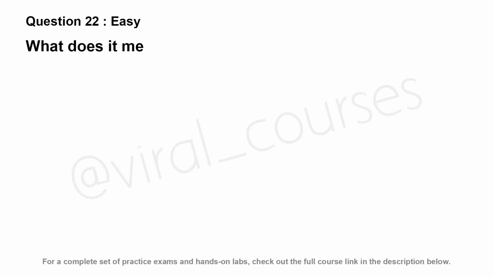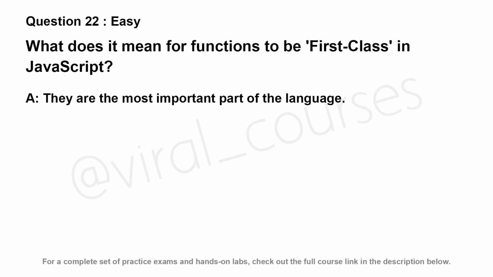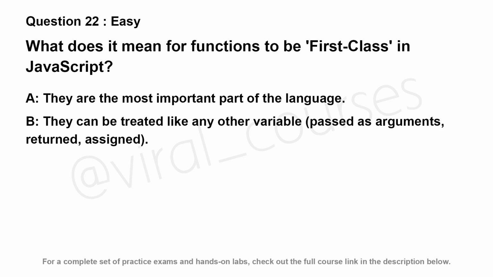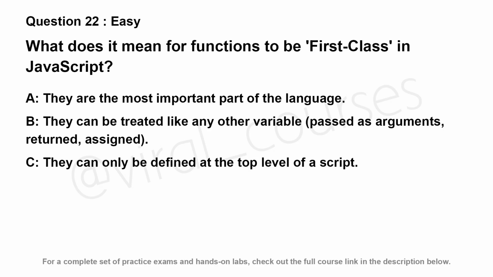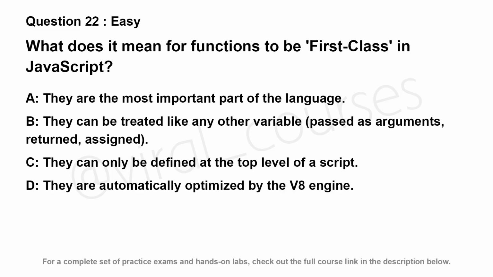What does it mean for functions to be first class in JavaScript? Option A. They are the most important part of the language. Option B. They can be treated like any other variable: passed as arguments, returned, assigned. Option C. They can only be defined at the top level of a script. Option D. They are automatically optimized by the V8 engine.